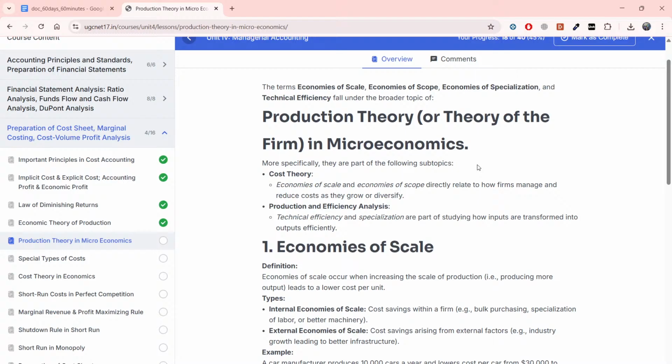Cost theory, economies of scale and economies of scope directly relate to how firms manage and reduce cost as they grow or diversify. Production and efficiency analysis, technical efficiency and specialization are part of studying how inputs are transformed into outputs efficiently.